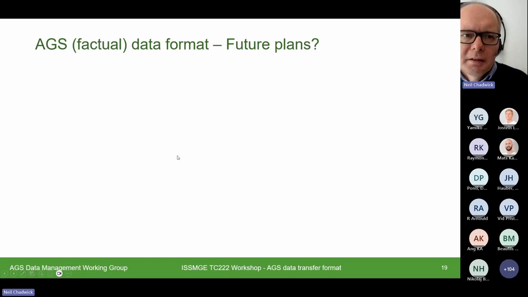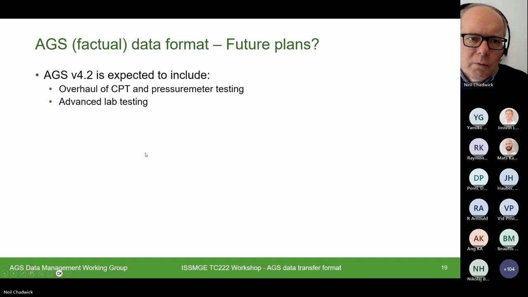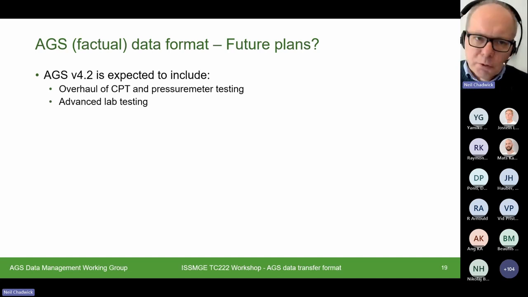So returning to the main AGS factual data format, where may it be going in the future? First of all, probably the first big thing you'd like to see next is AGS version 4.2, which is expected to include an overhaul of the CPT and pressure meter testing tables to address some issues with those. In fact, there are already drafts of those out for comment. We're also looking to introduce some advanced lab testing for the first time.